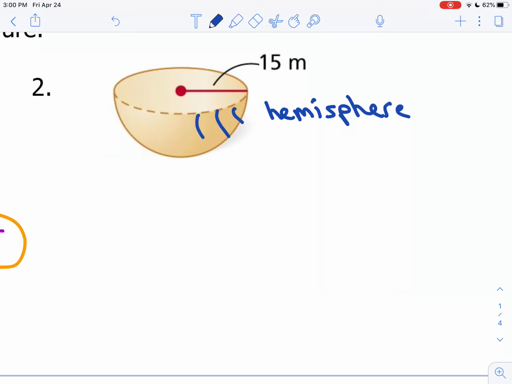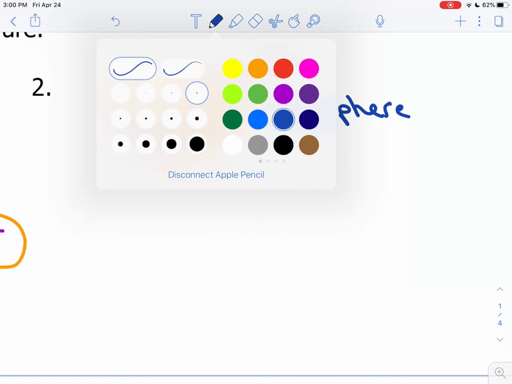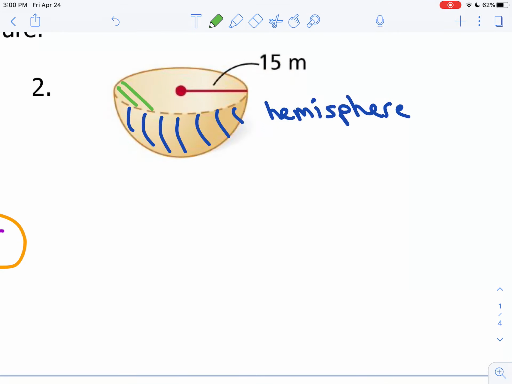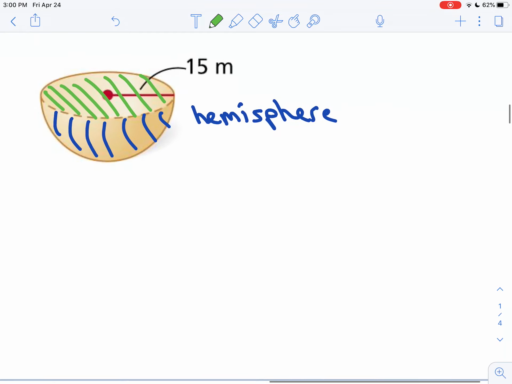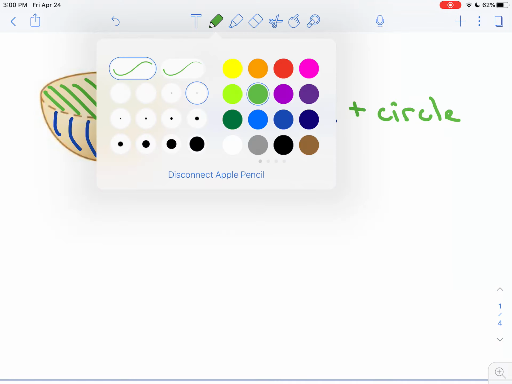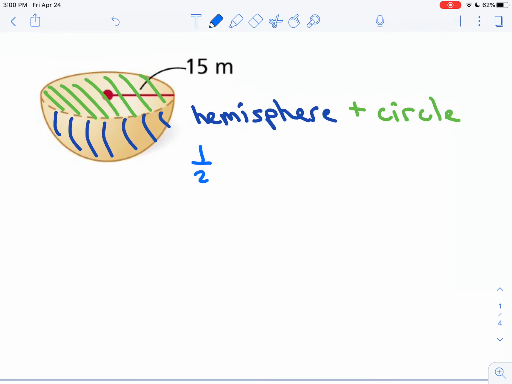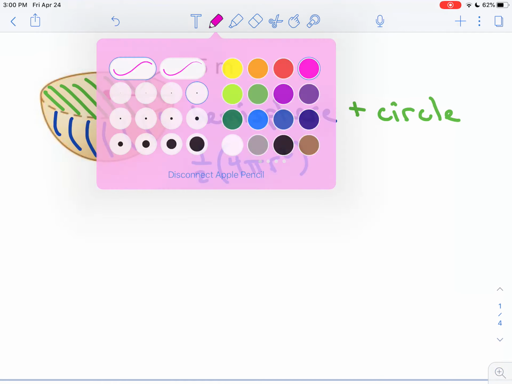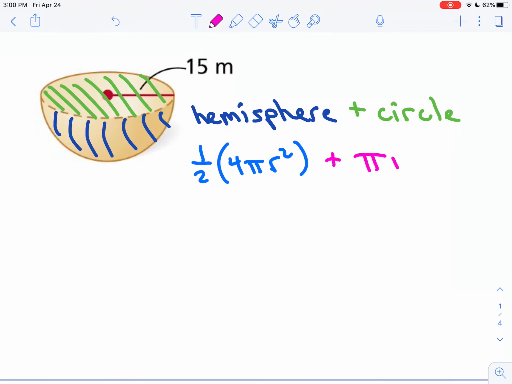All right, and that's going to take care of all of this area. But take a look. Remember, this is a solid object, so we also have this top surface here, which is a circle. So we're going to do hemisphere plus circle. So the hemisphere is half of a sphere, so it's half 4 pi r squared, which is also just 2 pi r squared. And then our circle, you know from chapter 10, and the warm-up is pi r squared.